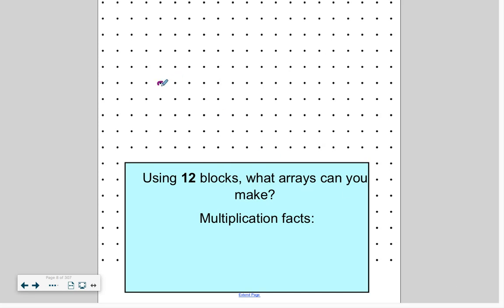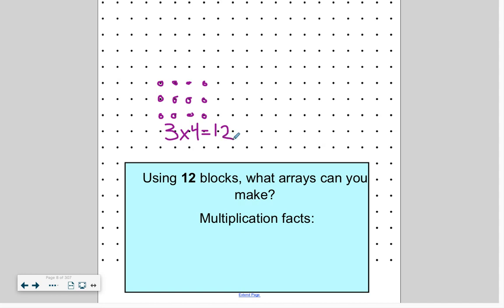I know that if I had 12 counters, I can make a 3 by 4. So I would use 12 total blocks, and I'd make a rectangular array that's a 3 by 4. My multiplication equation would be 3 times 4 equals 12.